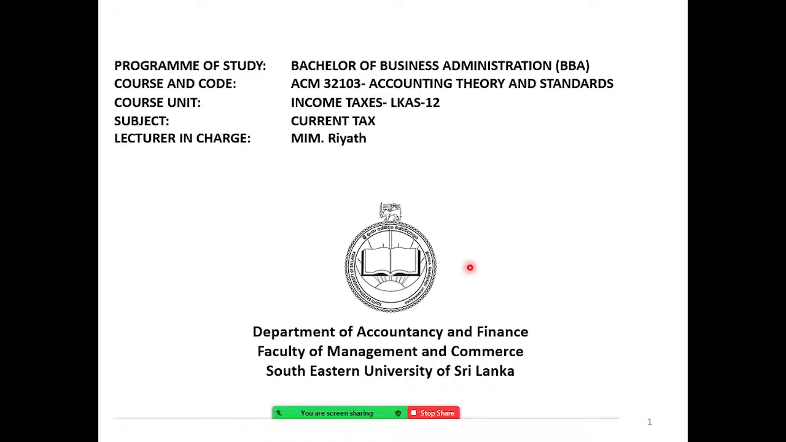Let's start our session. Today we are going to introduce a new chapter, that is LKAS 12. Sometimes we call it IAS 12, income taxes. So it's the first session. Today we are going to discuss very fundamental things about this standard. Our focus today is basically current tax.